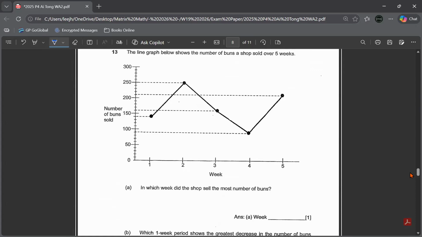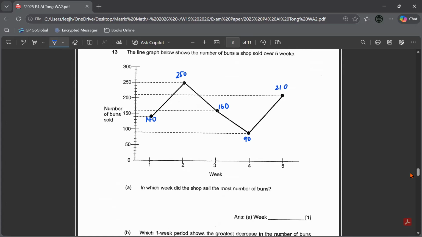So week 1, if you look carefully, from 0 to 50, there are 5 readings, which means that each reading represents a value of 10. So here is 100, 110, 120, 130, 140. So week 1 is 140. Week 2, exactly 150. Week 3 is 1 up from 150, this is 160. Week 4 is 1 down from 100, which is 90. And week 5 is 200 here, so plus 10, 210. So with all the values, we will be able to work out our answer.